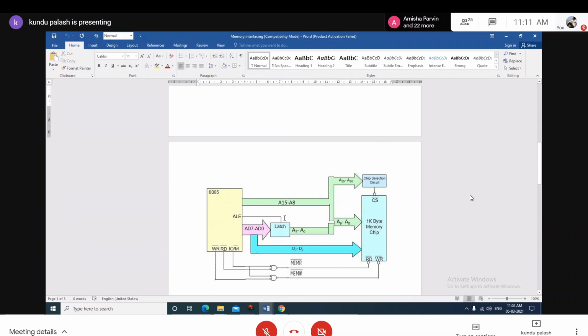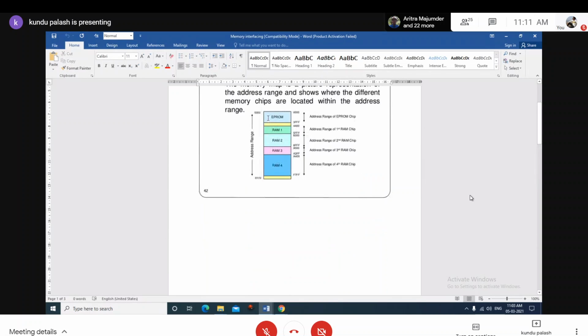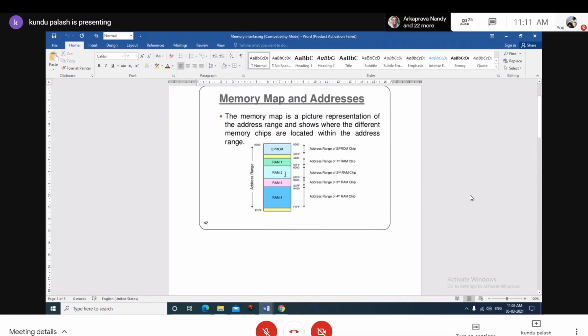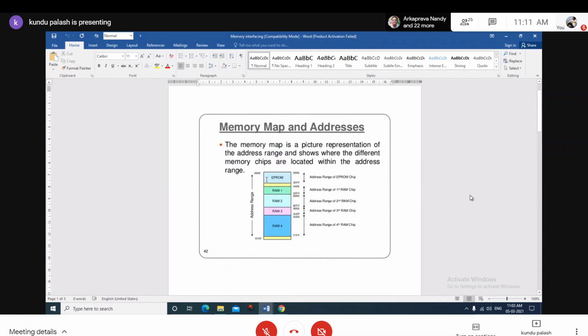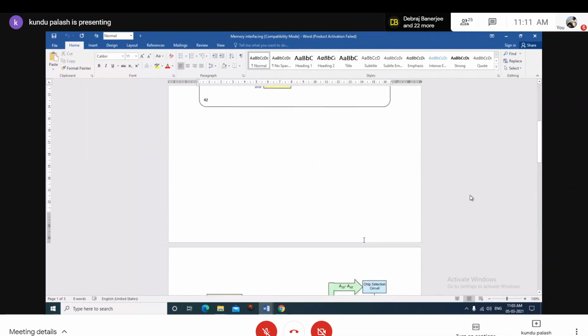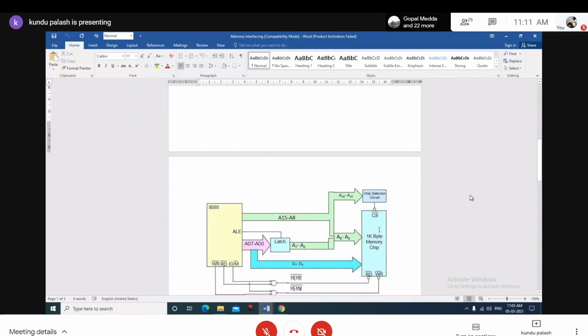So what is the interfacing method? First of all, this 1 kilobyte, where does it fall within the address map of the microprocessor? For 8085, the total size of the address map is 64 kilo, and the bottom address is 0000 and the top address is FFFF. But how it has been partitioned, and each partition corresponds to each memory chip block, that is much more important.